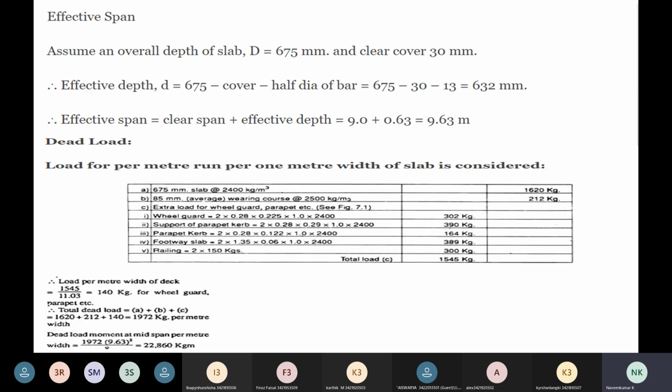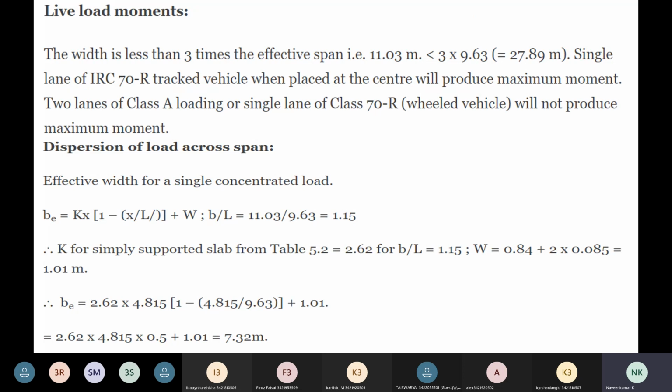After that, based upon the moment, we can do the reinforcement calculation also, that we can do at the different stages. Now we are going to calculate the moment due to the live load. How can you calculate the moment due to the live load? You see, the width is lesser than 3 times the effective span. They have given one condition here.